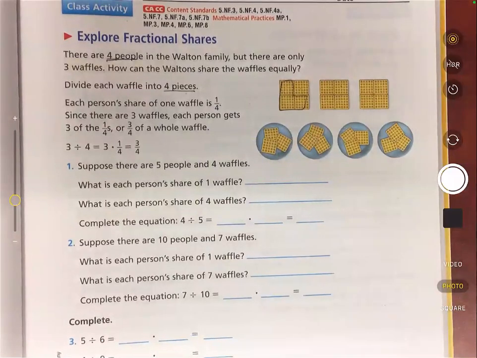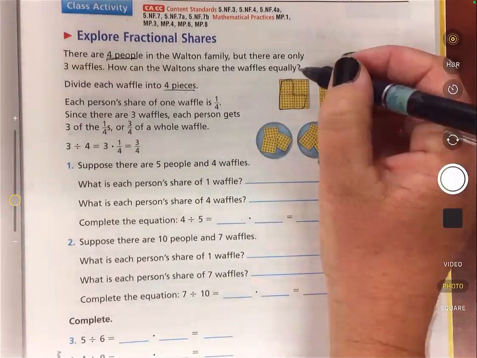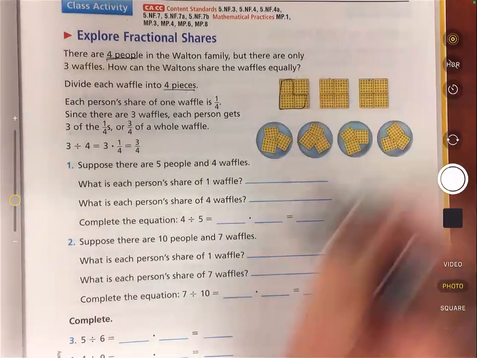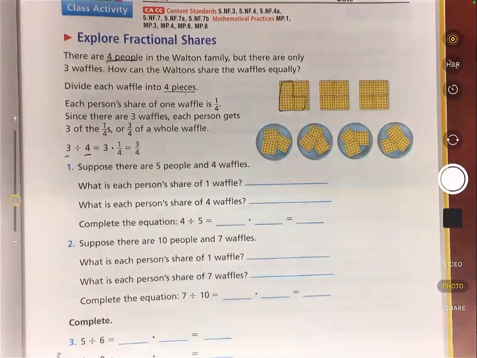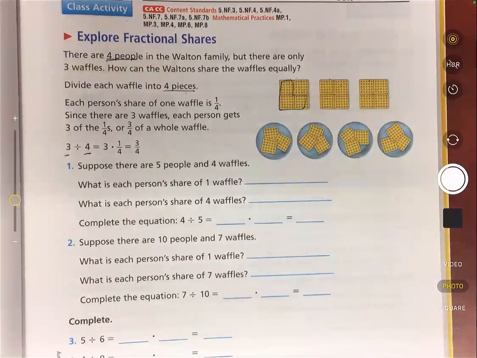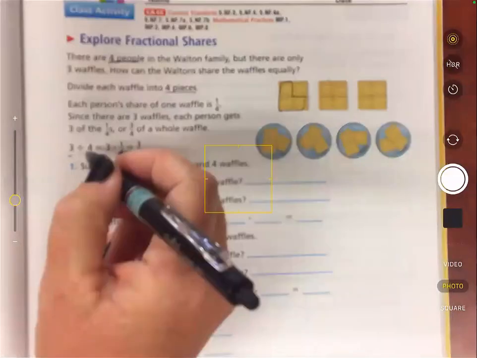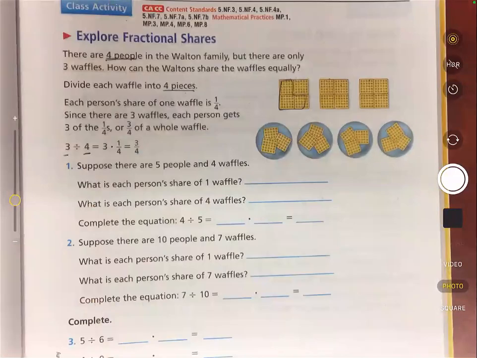So really the math that we did is we took our 3 waffles and we divided them by 4 because we have 4 people. And here's one of those parts that's going to start blowing your mind because you've always been told, oh, when you divide, the bigger number comes first. It should be 4 divided by 3. Not anymore. You're growing up. Sometimes now, the smaller number is going to come first.